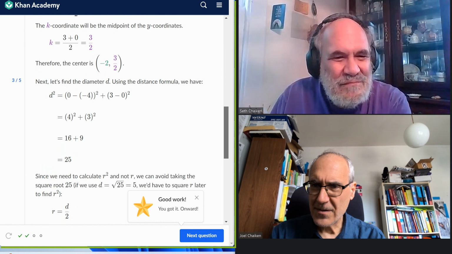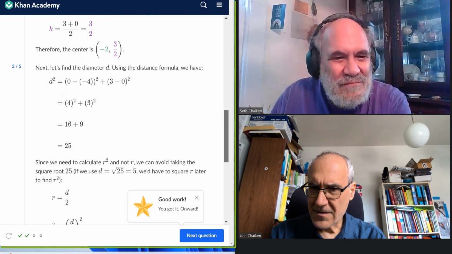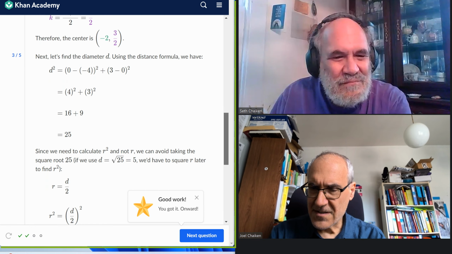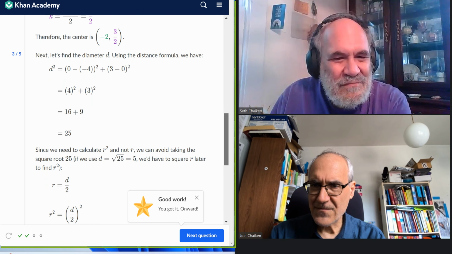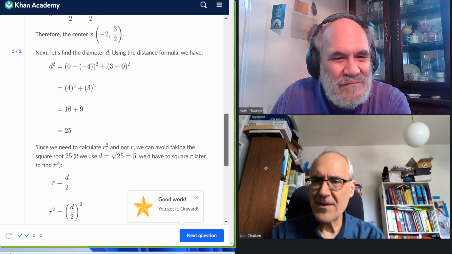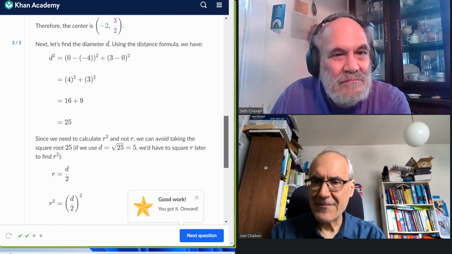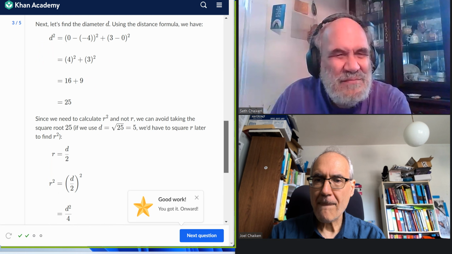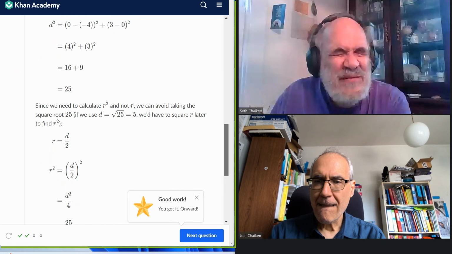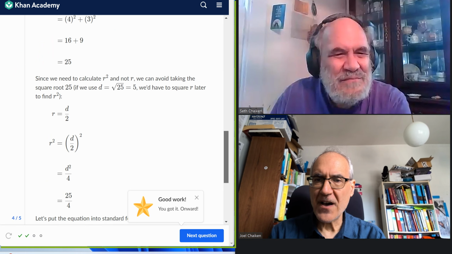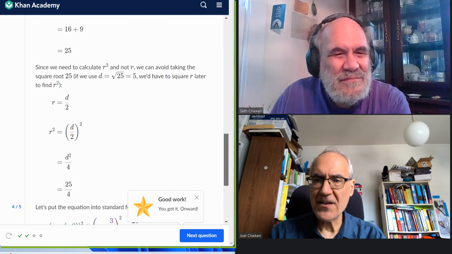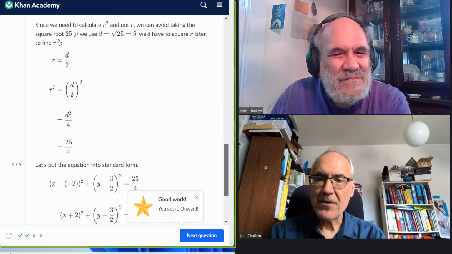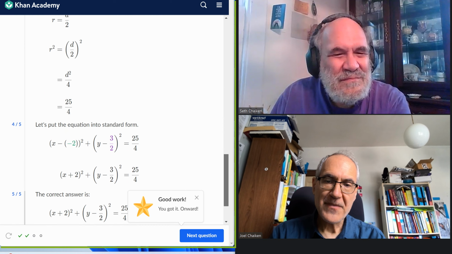The diameter. Wait. The diameter is 25? No, d squared is... Oh, I see. So the diameter is 5. Yes, that's what they did. The diameter is 5, so the radius is 2.5. Wow. So that's a third way to do it.